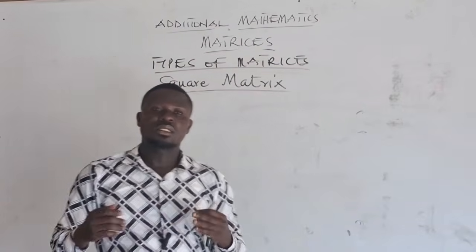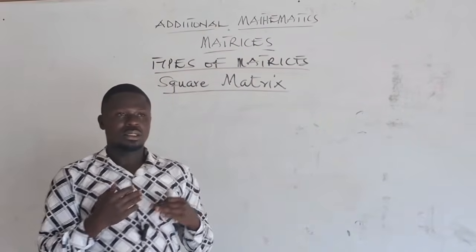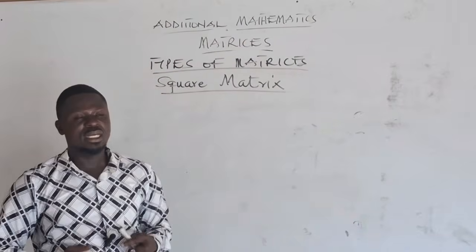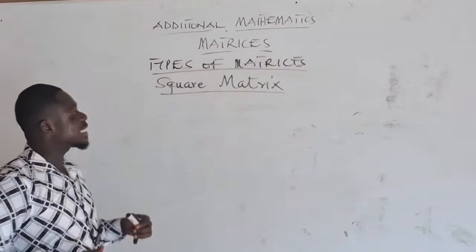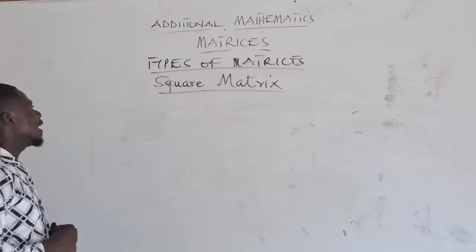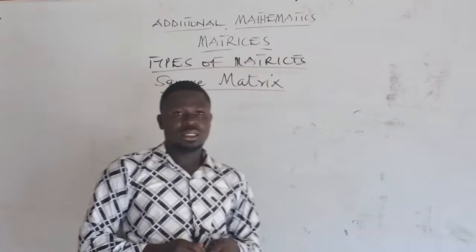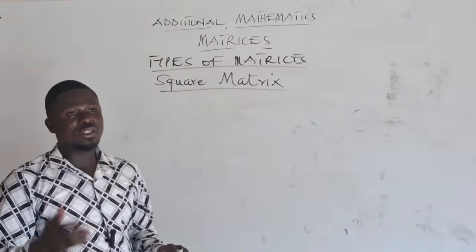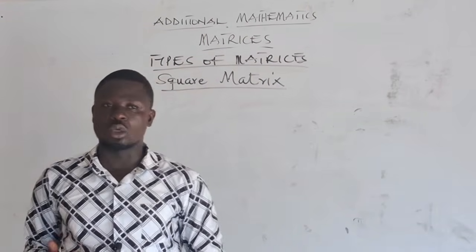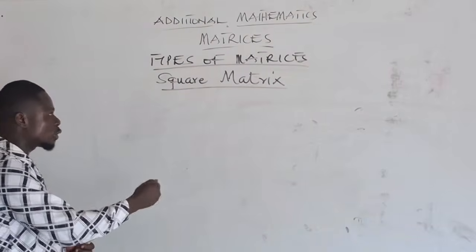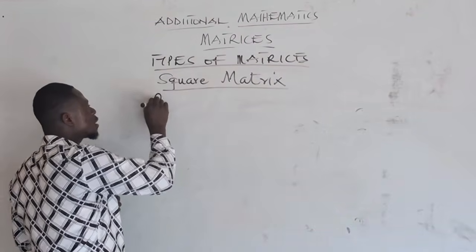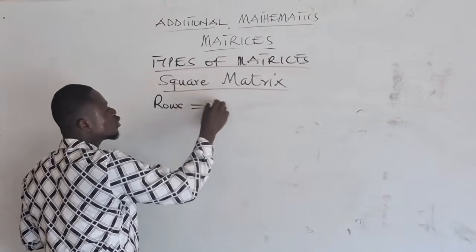Having seen the definition, matrix notation, how matrices are described, and how the elements of a matrix are described, we are going to look at the types of matrices. The first type that we are going to talk about is a square matrix. What is a square matrix? A square matrix is a type of matrix that has the same number of rows as columns. It means that the number of rows is the same as the number of columns. So we say that rows are equal to columns.